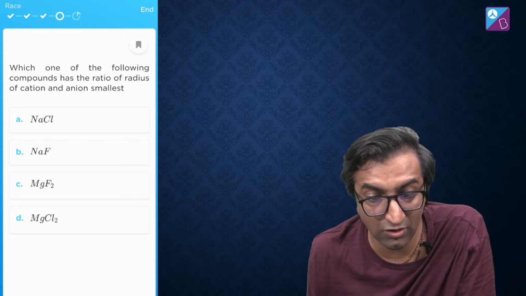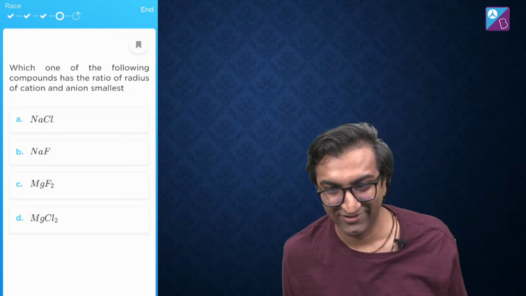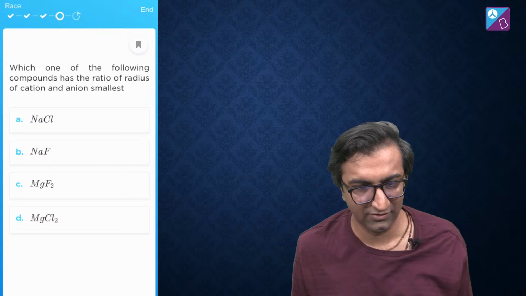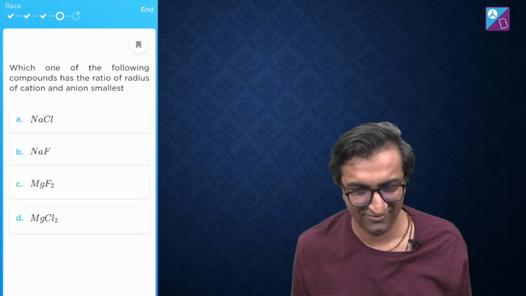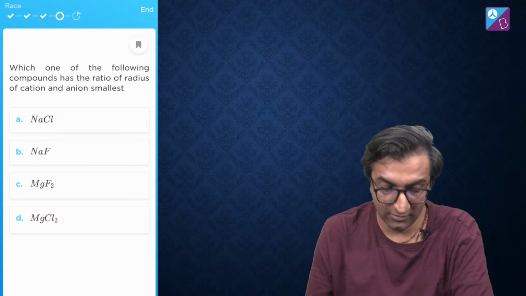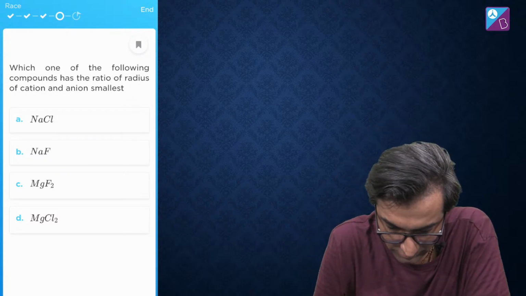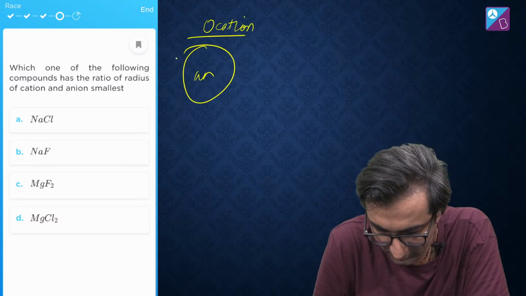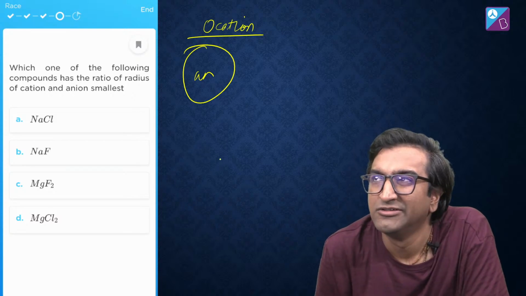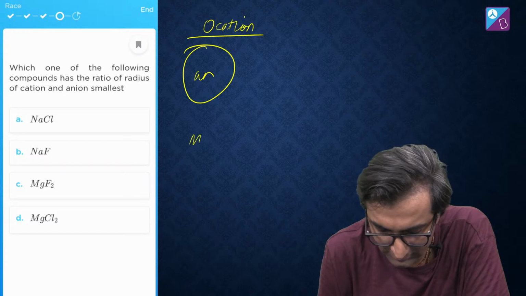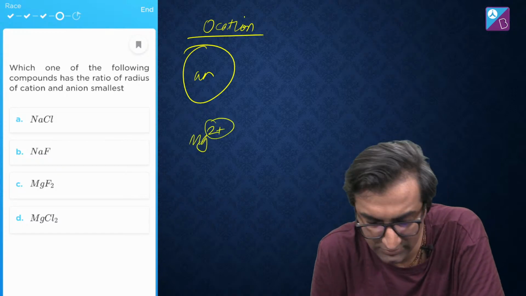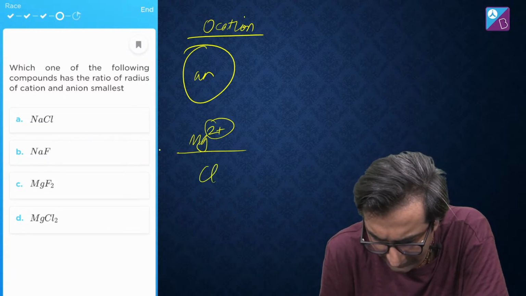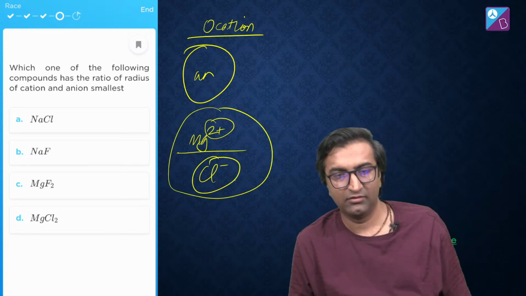Which of these has the ratio of radius of cation to anion the smallest? What do you think? Ratio of cation to anion. Smallest means a big anion and a small cation, right? Okay, the smallest cation I can see here: Mg2+ seems to be smaller than sodium+, right? Because isoelectronic species, etc. So Mg2+ is the smallest cation, and which will be the largest anion? Chloride will be the largest, right?